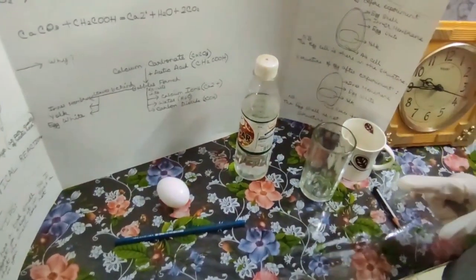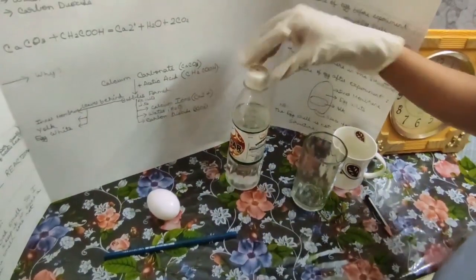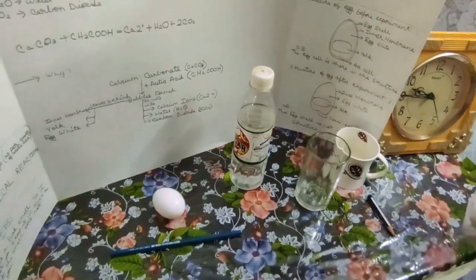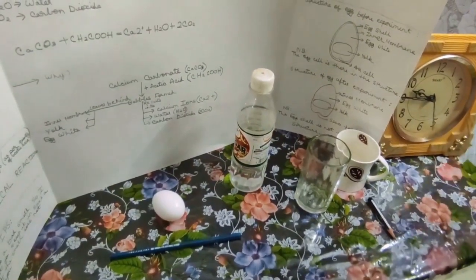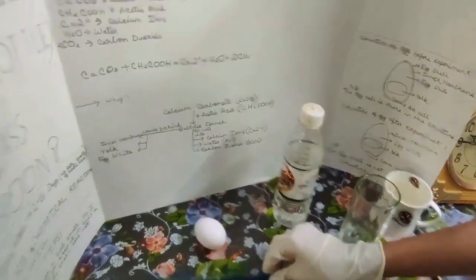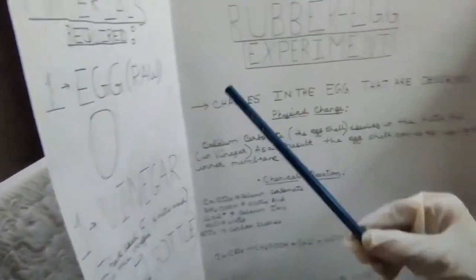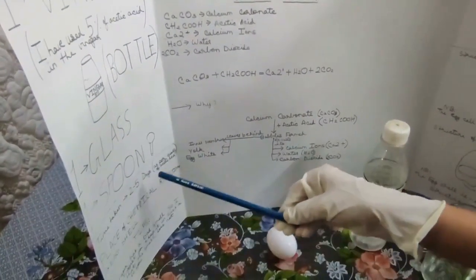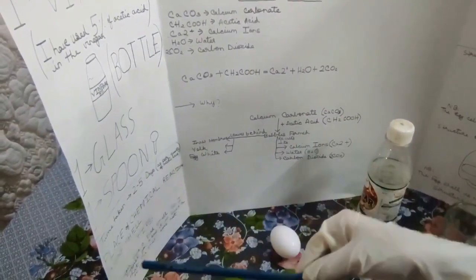The things needed for the experiment are a raw egg, a glass, and vinegar. I have used 5% acetic acid, which is dissolved in this vinegar. If you take more acetic acid, the time taken will be decreased. So as we know, one egg is needed, one vinegar, one glass and one spoon. The time taken is 2 to 5 days as per the percentage of acetic acid.